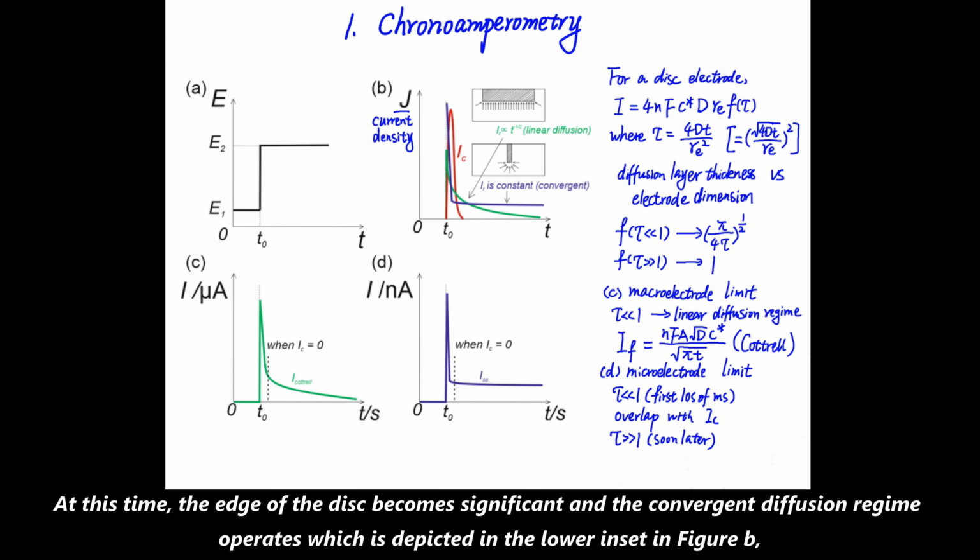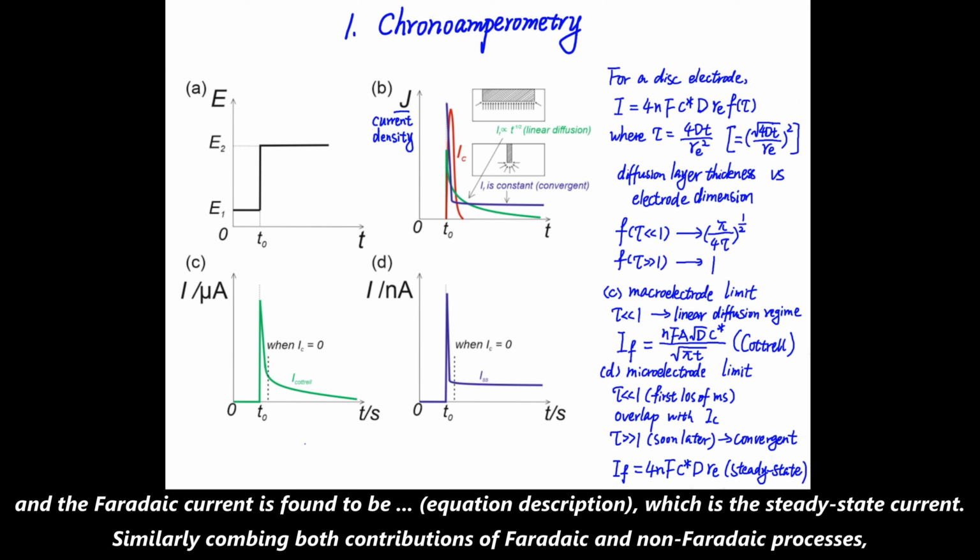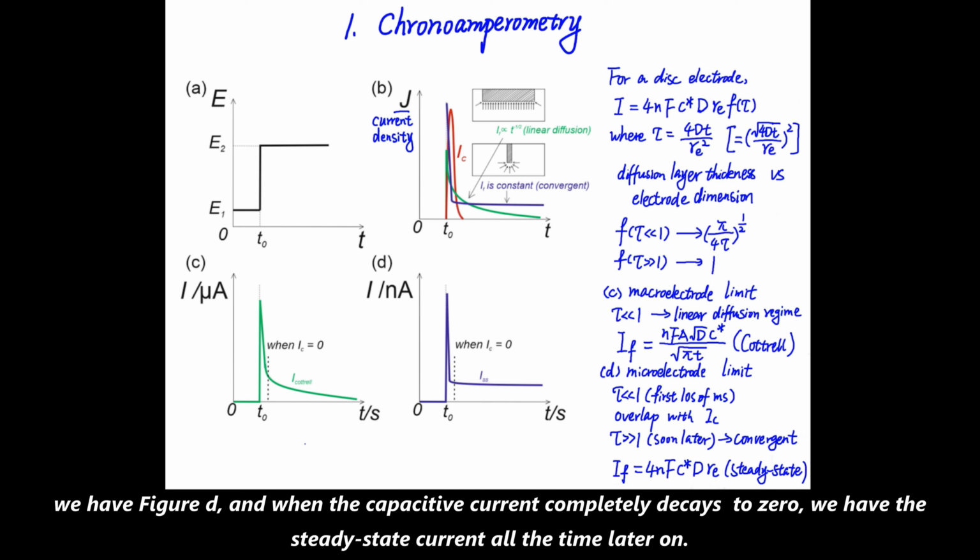And the Faraday current is found to be 4nFC*D/r_e, which is the steady state current. Similarly, combining both contributions of Faraday and non-Faraday processes, we have figure D. And when the capacitive current completely decays to zero, we have the steady state current all the time later on.